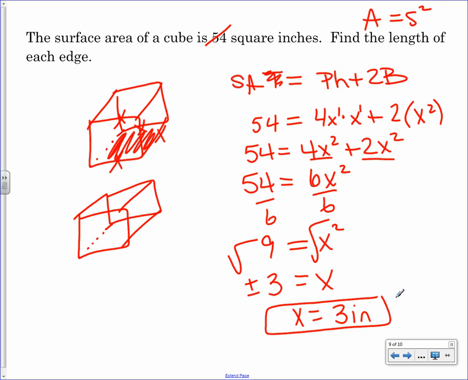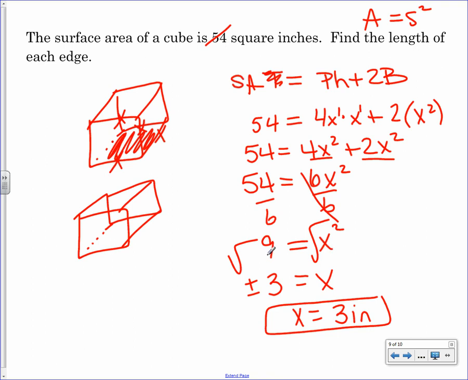They said surface area, not volume. If they had said volume, you would have checked it that way. Okay, I got to the 6X squared. So you have to divide by 6 to get X squared alone. You have to square root it to get X alone.